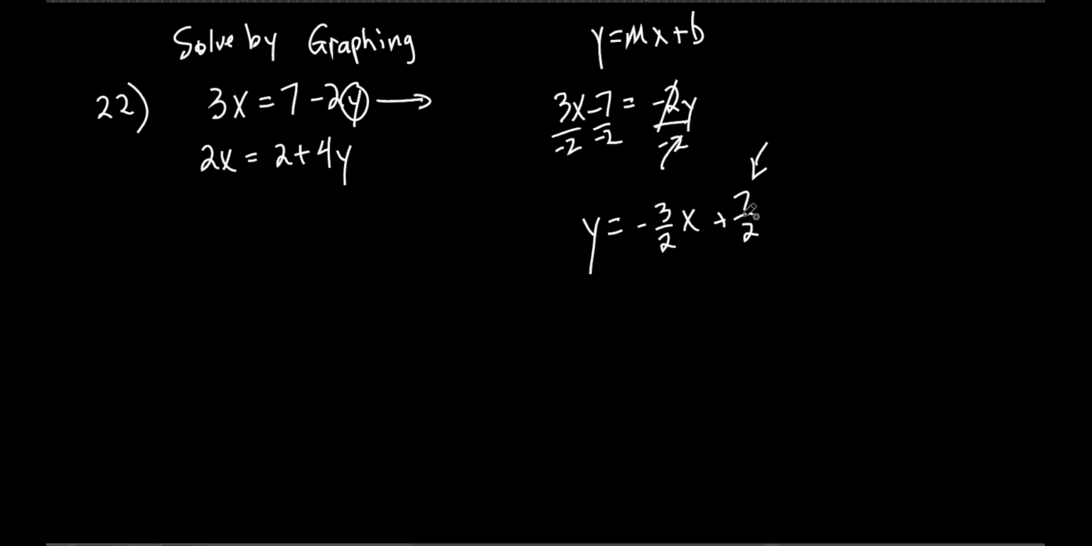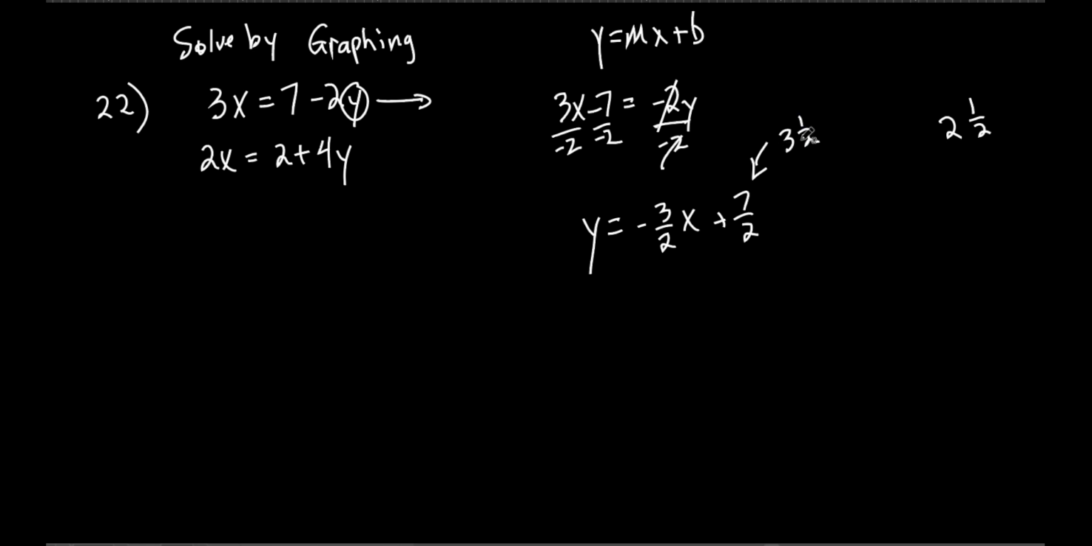So what is 7 over 2? How do I plot that point? That's my y-intercept, but how do I plot it? It's a mixed number, isn't it? You got to know how to do this. 2.5 would be 5 over 2. It would be 3 and 1/2.